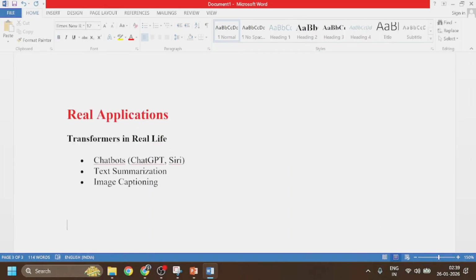Now we are going to talk about real applications of the transformer, or the transformer in real life. This is why transformers are everywhere today. Chatbots like ChatGPT use transformers to understand and generate responses. They are also used to summarize long documents, and even to generate captions for images.